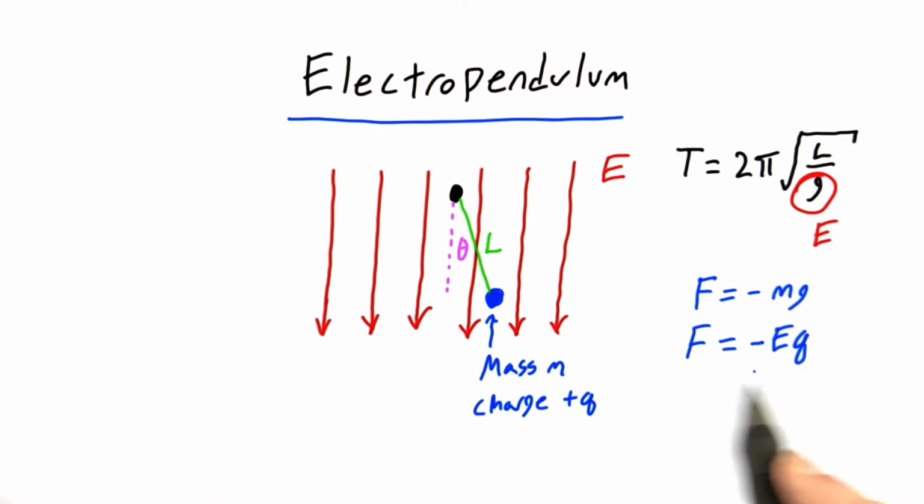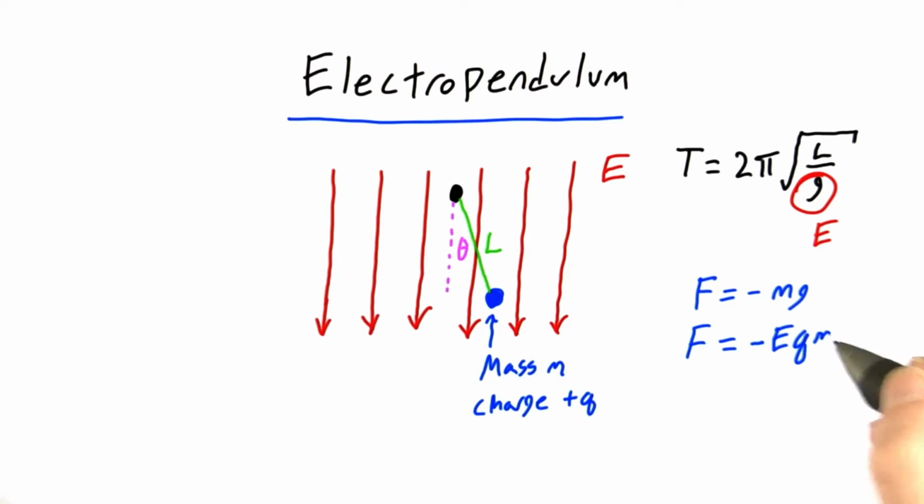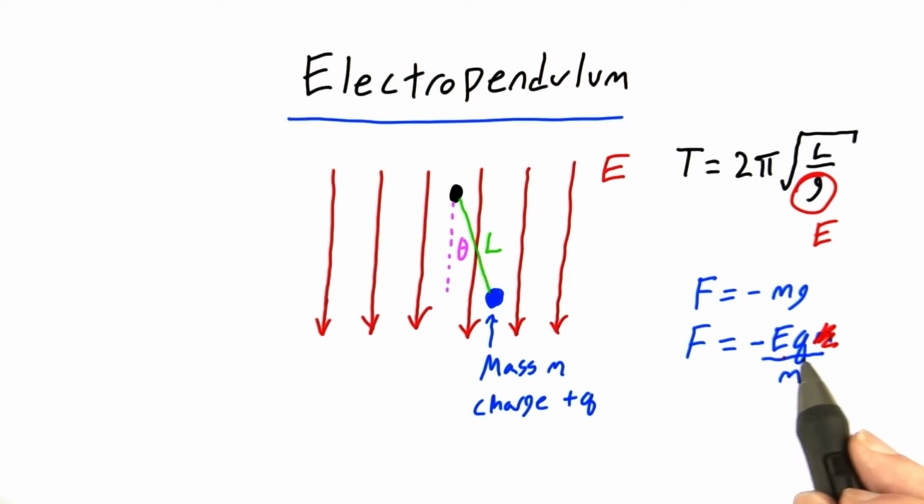So the fact that I don't have an m here poses somewhat of a problem, but it turns out I can just make an m appear out of nowhere. If I multiply this term by m, and also divide it by m, I haven't actually done anything to change this side of the equation, because I've just multiplied it by 1. But now you'll notice that I have an m to cancel, which would just leave Eq over m.